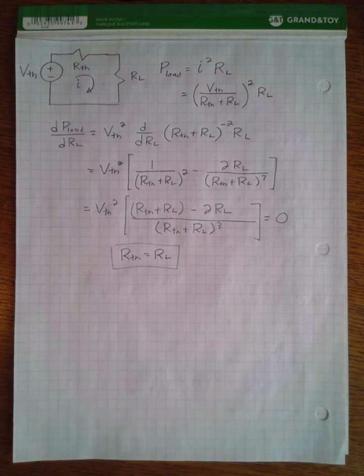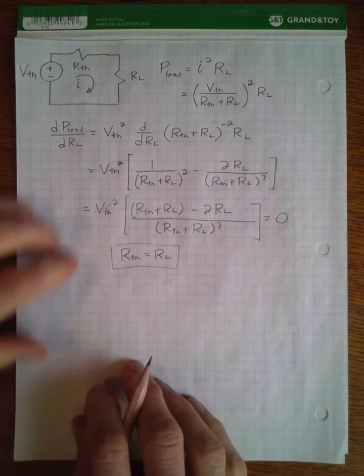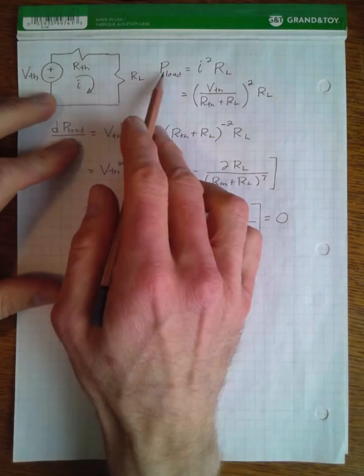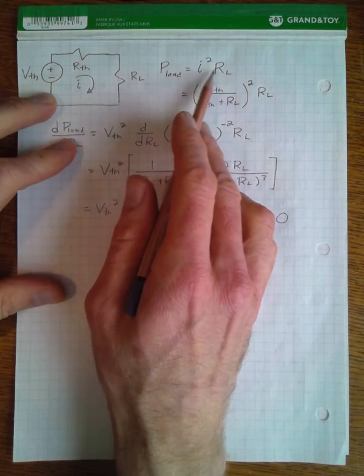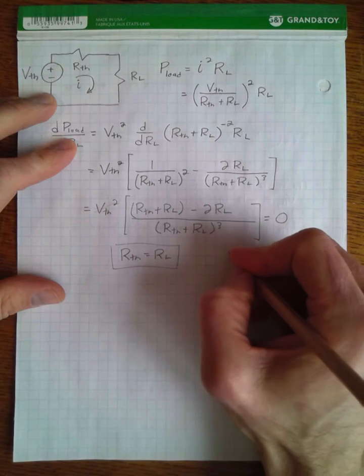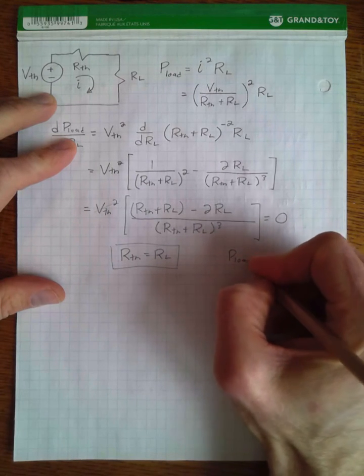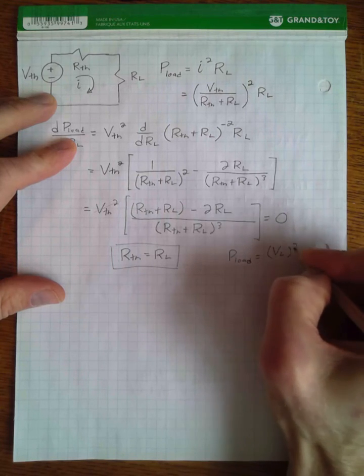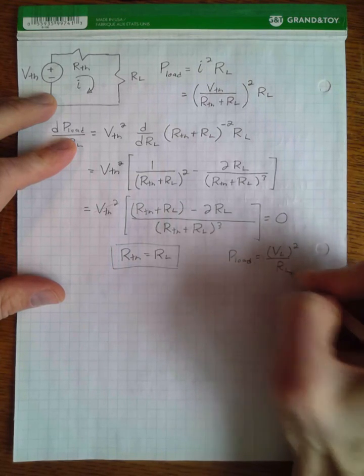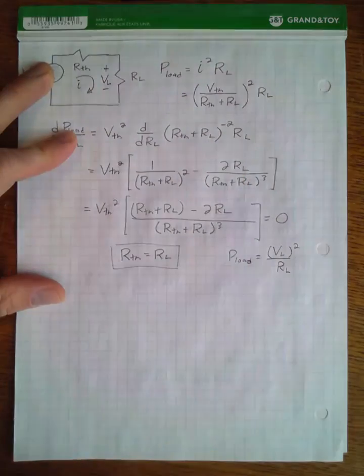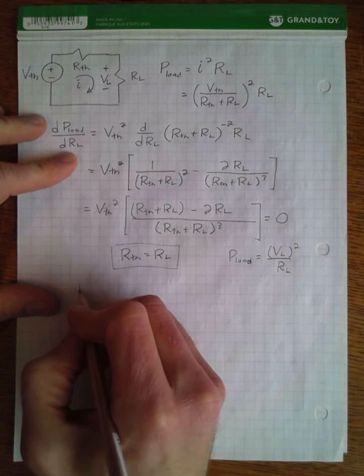And how does this work exactly, or what's the intuition behind this result? Well, I always like to understand it in terms of, even though we started the derivation with the current squared times the resistance equation for the power of the load, we can also write the power of the load as equal to the voltage across the load squared divided by RL, where that's VL.